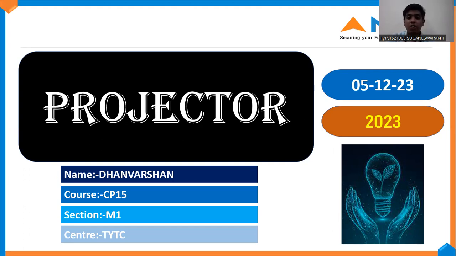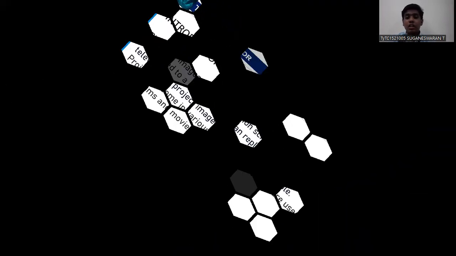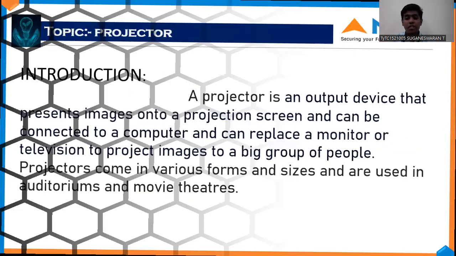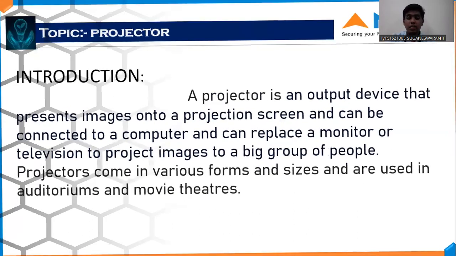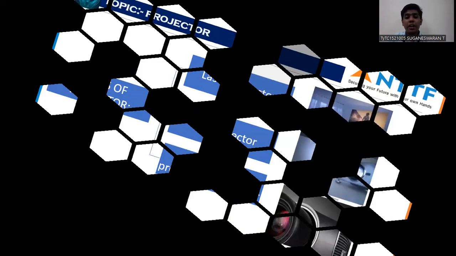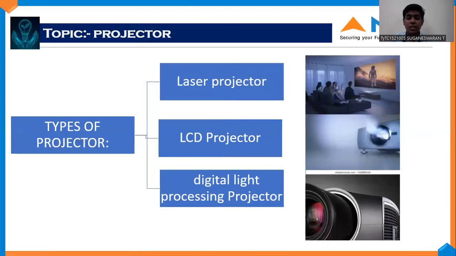Projector is an output device that we use in our day-to-day life. It is used as a monitor or television to project images to a big group of people. Projectors come in various forms and sizes and are used in auditoriums and movie theaters. I have picked up some types of projector that we use in our day-to-day life, namely laser projector, LCD projector, and digital light projector.